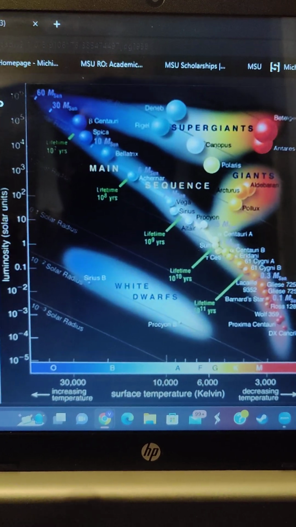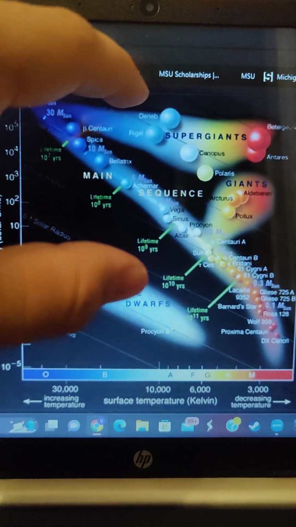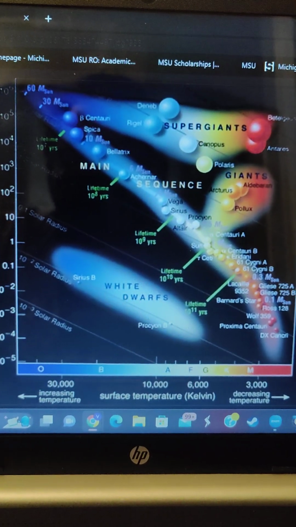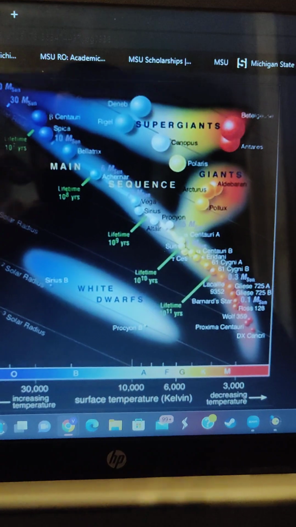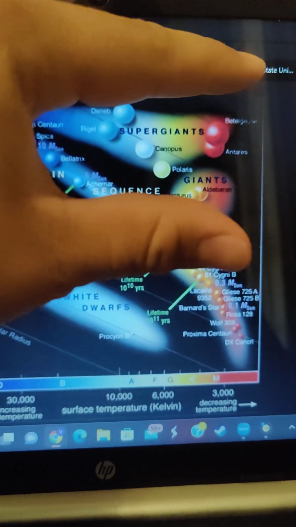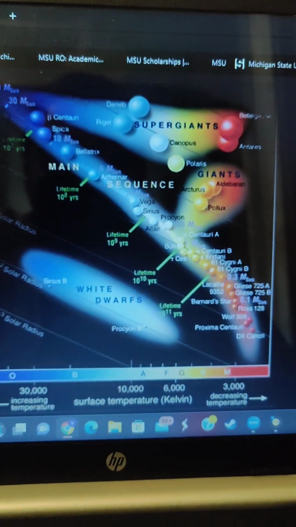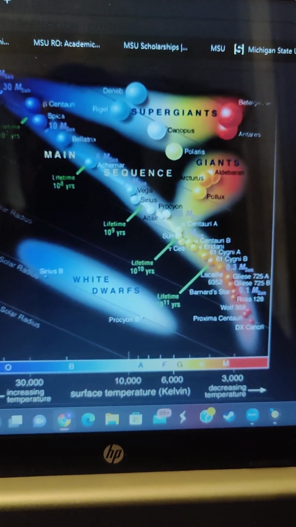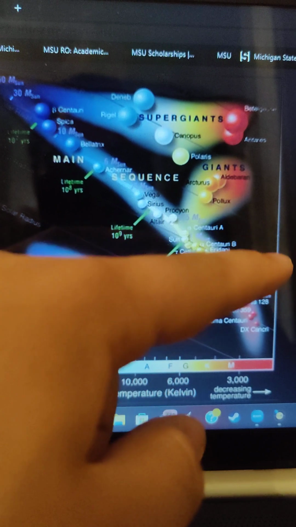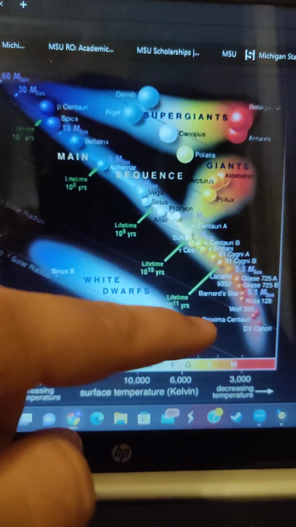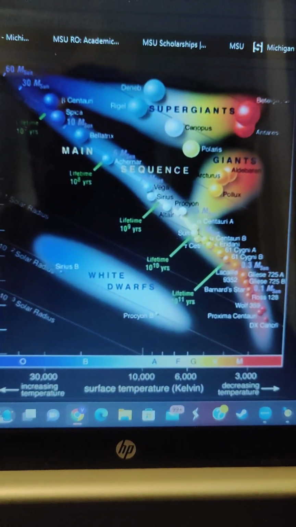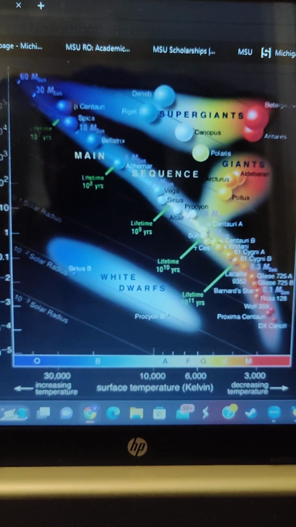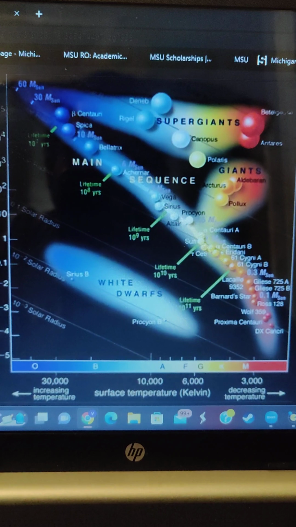But as I said, essentially everything in this top left corner here is larger, brighter, and hotter stars compared to our sun. Everything over here in this part of the graph is larger and brighter, but not as hot as our sun. Then everything down here in this bottom right corner is all stars that are not as bright and not as hot as our sun, which is kind of crazy to think about.